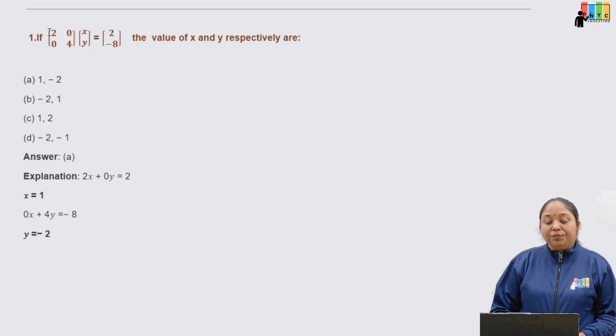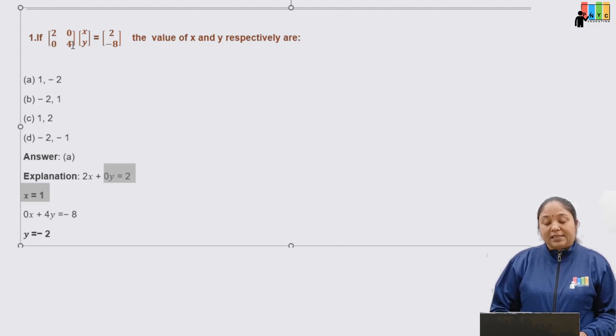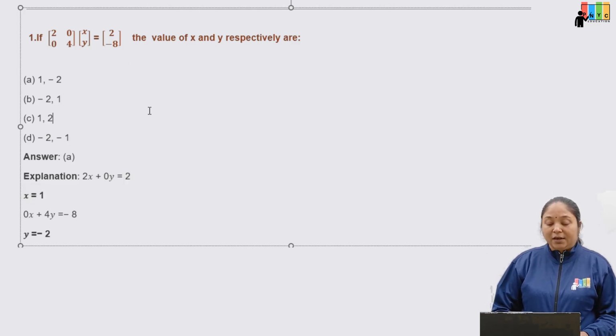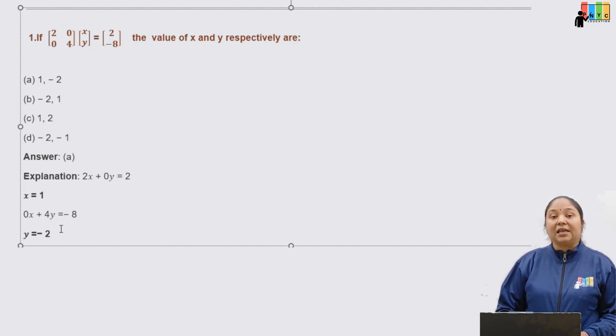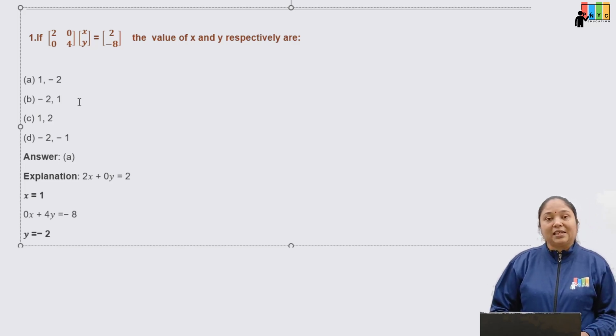So let's get started. First row, that is 2 0, will multiply to this column xy. What we get? 2x plus 0y equal to 2. The value of x is 1. Again, second row, that is 0 4, multiplied by column xy equal to minus 8. What we get? 0 into x is 0 plus 4y is equal to minus 8. What we get? y is equal to minus 2. So option A is the correct option, that is 1, minus 2.